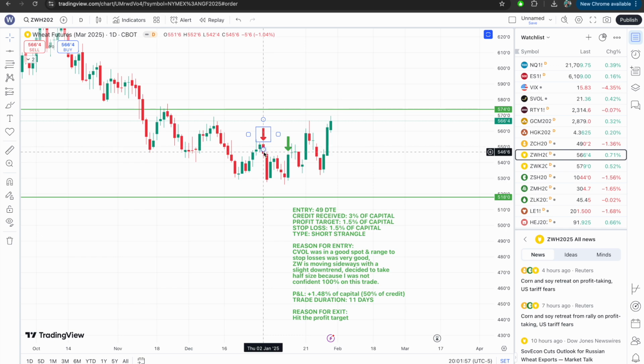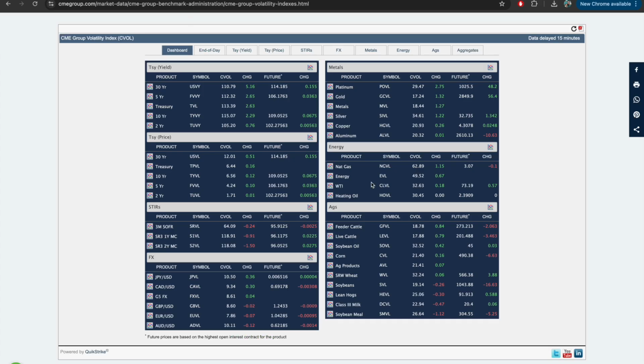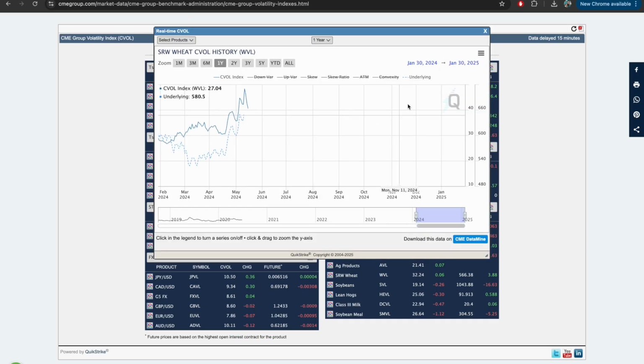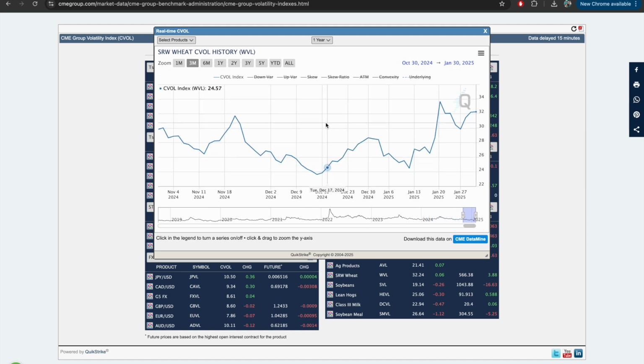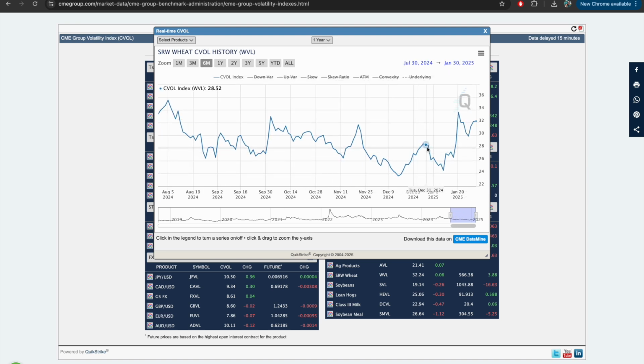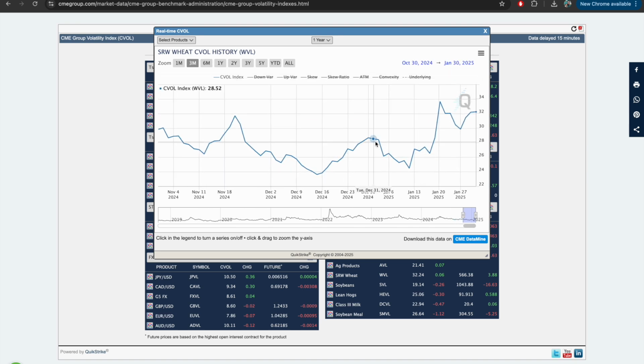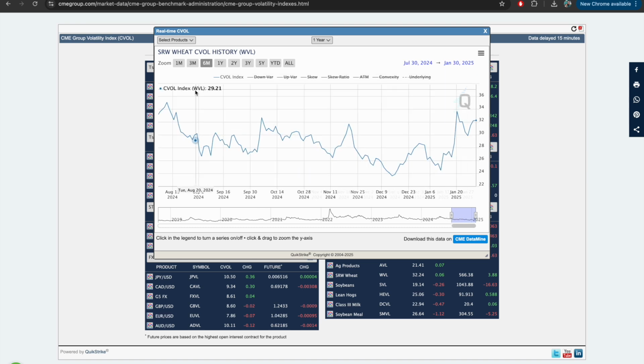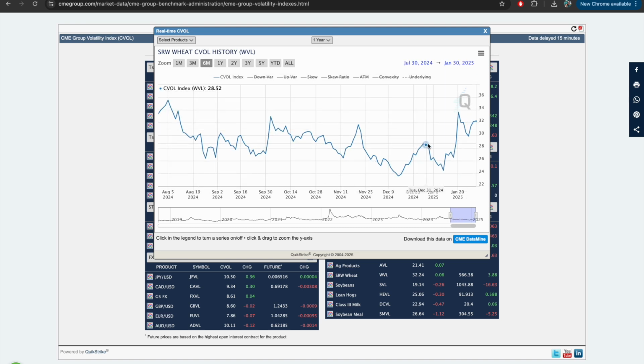And what I looked for when I opened it was the CVOL. So let's go over CVOL here again for wheat, and it was on January 2nd, where CVOL was right over here, which was relatively not the best, actually. If you look at the 3 months, it's kind of okay. It's kind of downtrending, so I was okay maybe taking that trade.